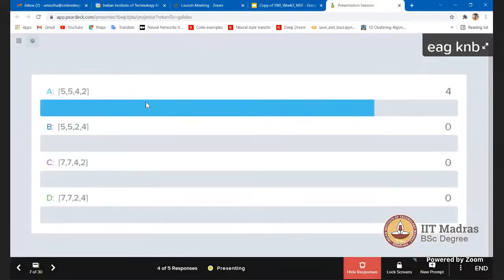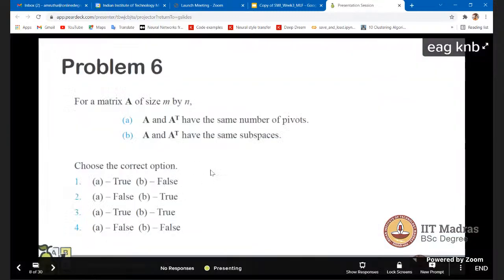Okay, so all of you have got that right. I hope everyone has a clear understanding of all the dimensions of the subspaces. So let's move on to the next question. Here we are given a matrix A of size m by n. There are two statements. The first statement is A and A transpose have the same number of pivots. The second statement is A and A transpose have the same subspaces. You have to identify which is true and which is false.